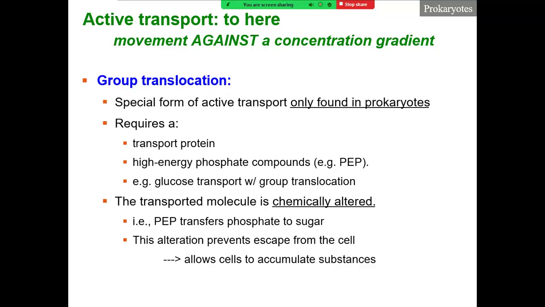And there is a transport protein, and the transport protein pumps the molecule into the cell, but while the transport protein is moving the molecule into the cell, it chemically alters the molecule. So glucose moving into the cell will not be moved into the cell as glucose. It will be glucose outside the cell, and then when it moves into the cell, it'll be chemically altered by adding a phosphate to the glucose. And so you'll have glucose 6-phosphate inside the cell.